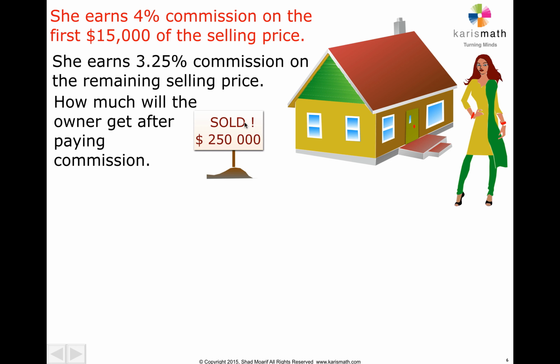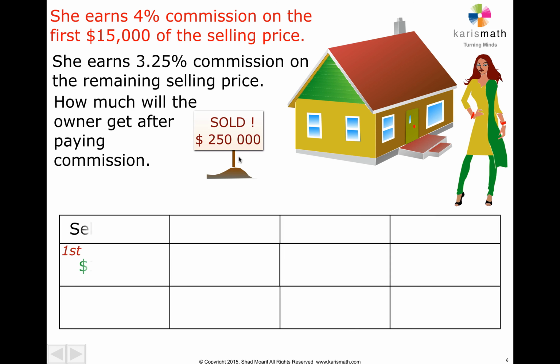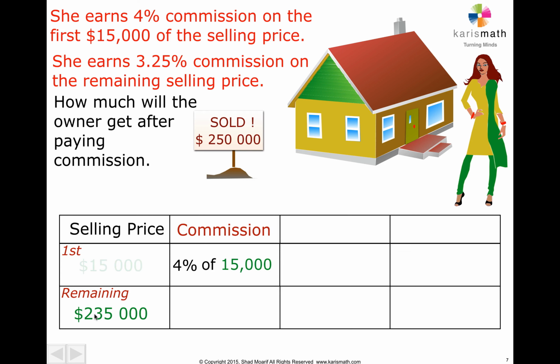Now the selling price is $250,000. On the first $15,000 of the $250,000, she earns a commission of 4%, which means 4% of 15,000. The remaining bit is 235,000 because you took away 15,000 from 250,000. And she earns 3.25% commission on this. So let's work that out. 3.25% of 235,000 is how much?